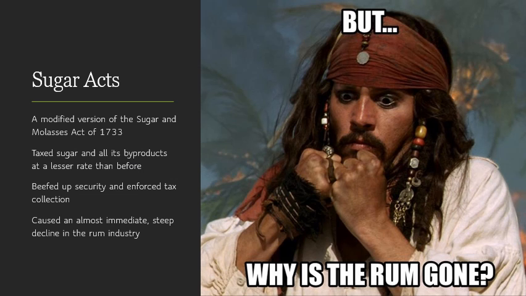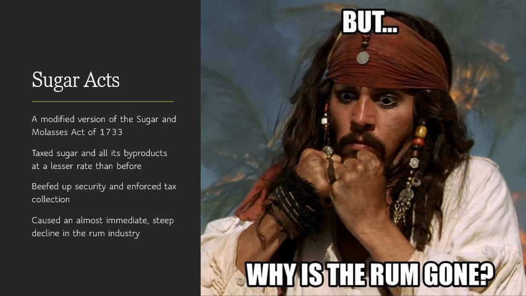So the Sugar Acts were the first acts that were passed specifically to make money for the crown. It's a modified version of something that already existed, the Sugar and Molasses Act of 1733. So we passed these new Sugar Acts so that this tax that hadn't been collected for a really long time could be collected. It taxed sugar and all of its byproducts technically at a lesser rate than before. But since colonists hadn't been paying those taxes before, they're going to be really angry about what they're asked to pay with these Sugar Acts.